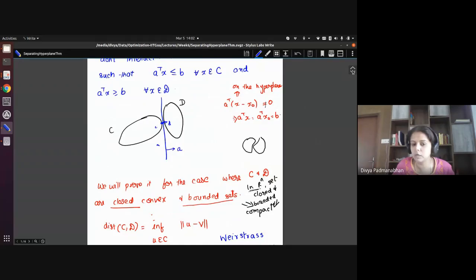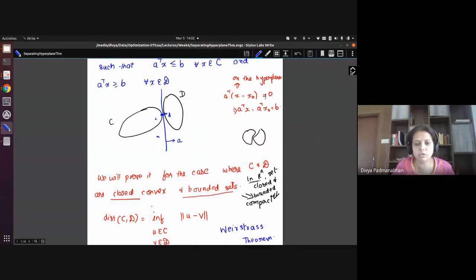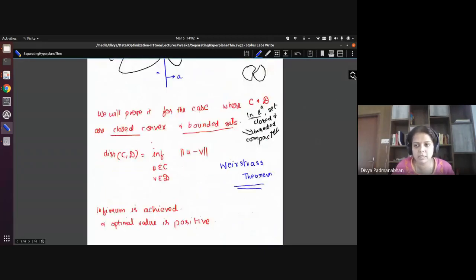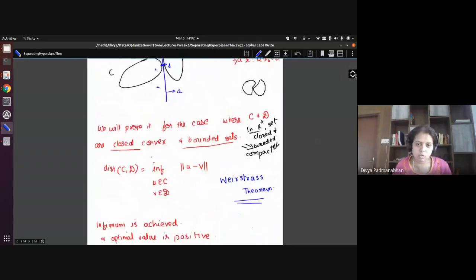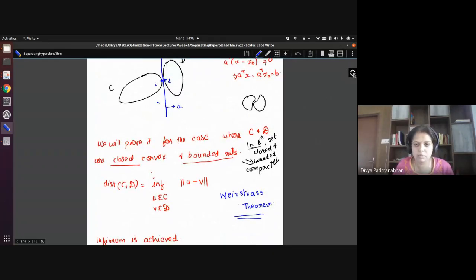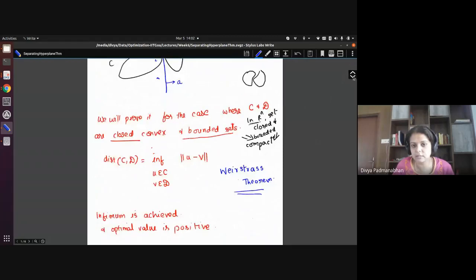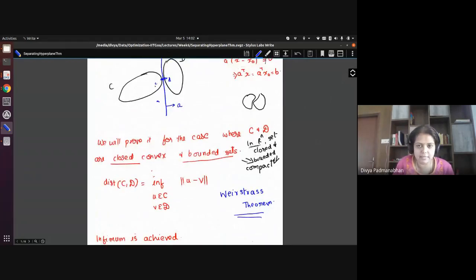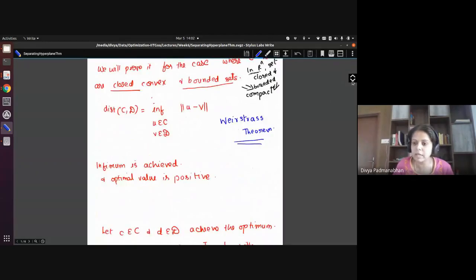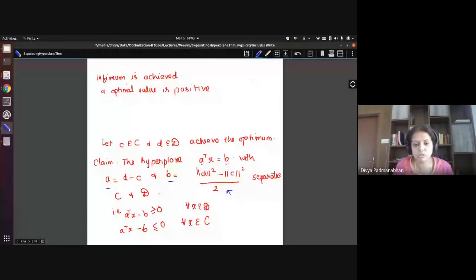In particular, what we did was we were trying to construct a hyperplane. The idea was to show that this hyperplane separates the two. To construct the hyperplane, we looked at this problem where you looked at the two points in the sets C and D, which are closest to each other, and that was used to construct the hyperplane. So basically, to get these coefficients, and then the task was to show that this is indeed a separating hyperplane.